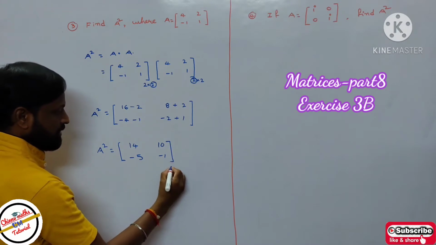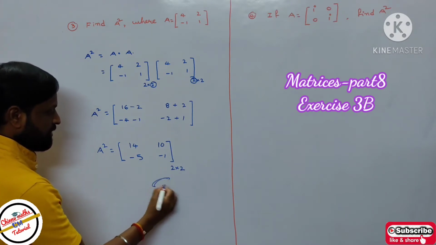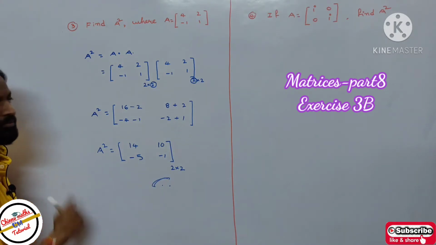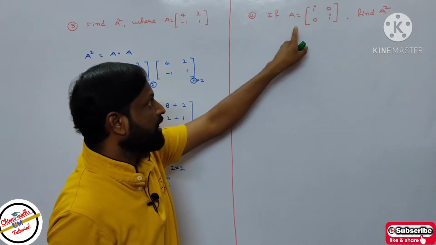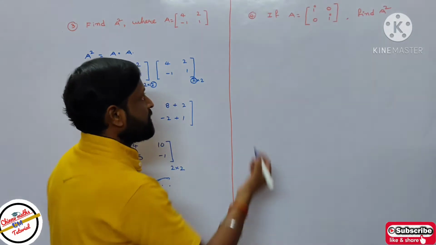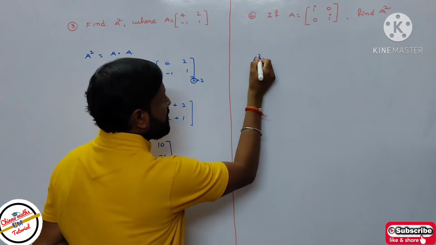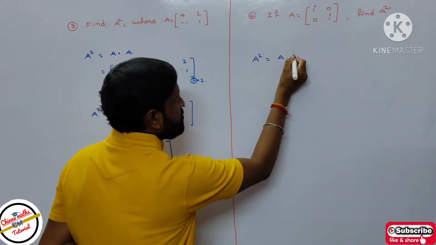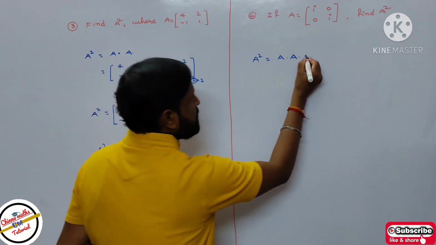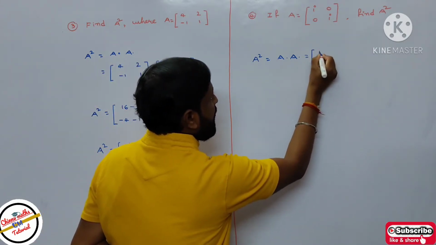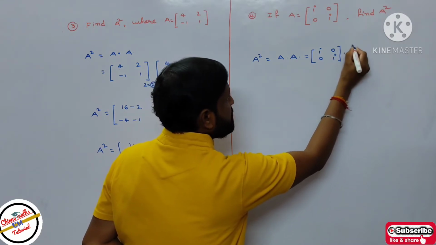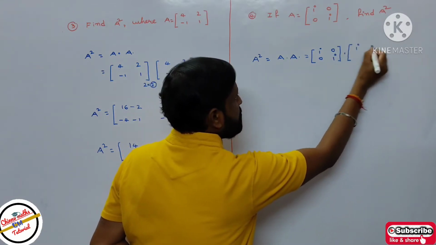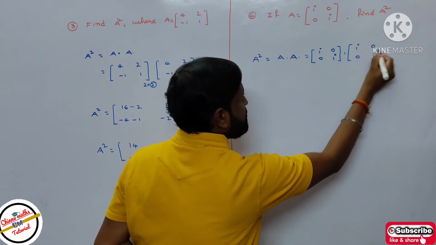So it is also a 2 by 2 matrix. So that is the A square value. Similarly, the fourth question: given the matrix A, find A square. It is also the same. A square can be written as A into A. So A into A is nothing but [I, 0; 0, I] into [I, 0; 0, I].